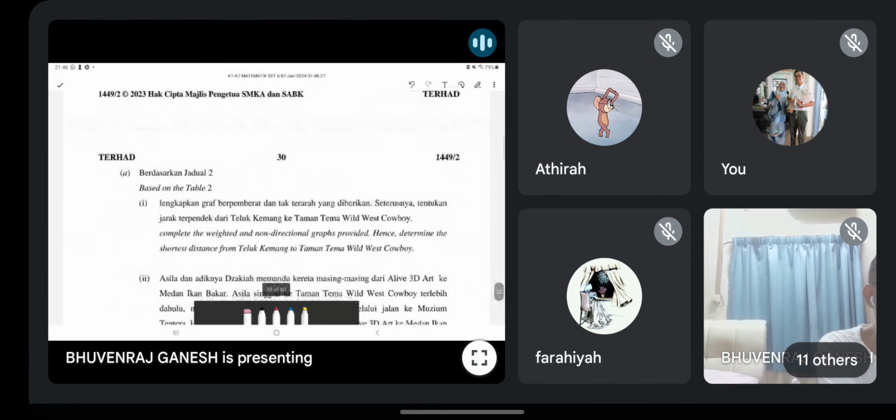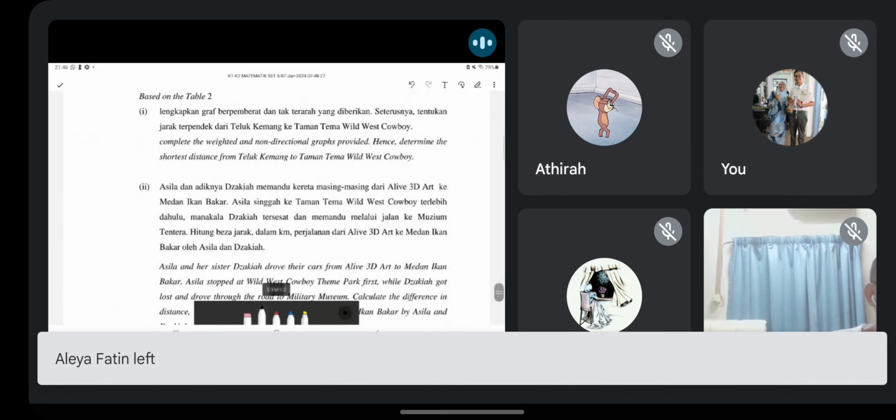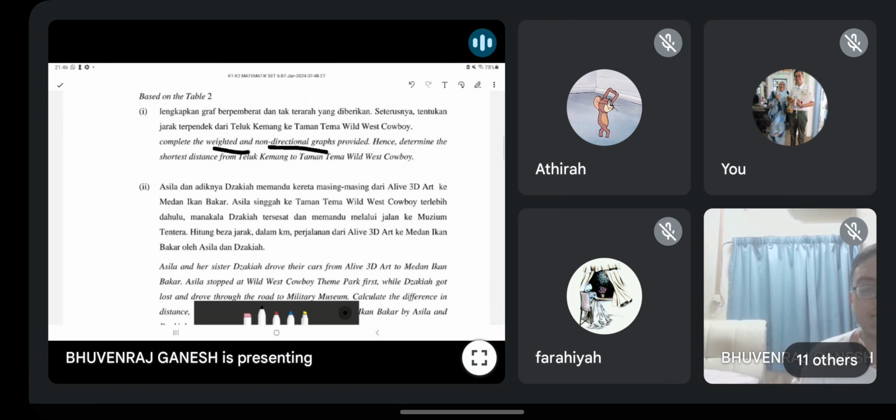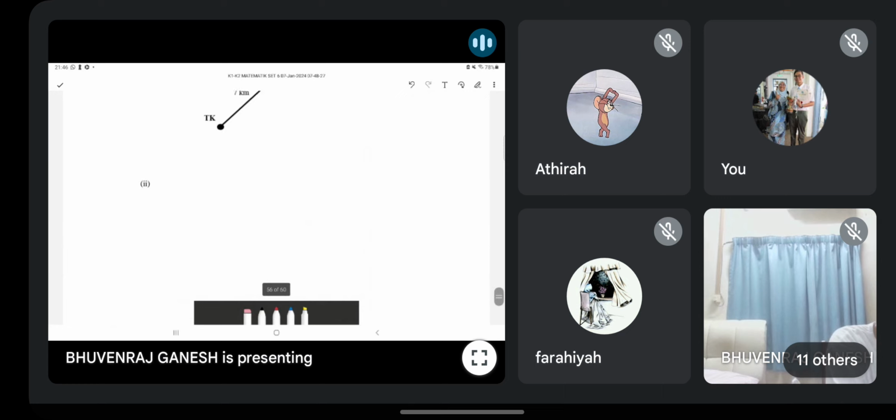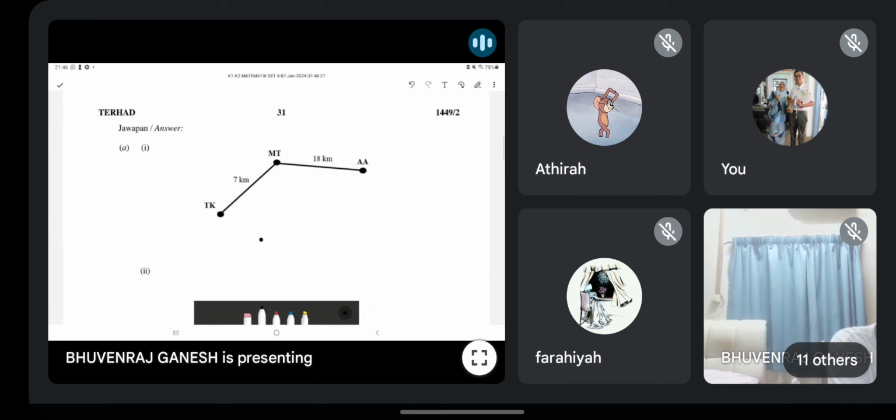Okay, so mereka nak kamu complete weighted and non-directed graph. Jadi guys, perlu tak saya letak arah kat sini dalam lukisan saya? Do I need to draw arrow? No need. Non-directed. Okay, so graph kamu, kamu kena gunalah info ni. Bentuk dia mana-mana pun boleh, any shape. Kamu boleh letak vertex dia kat mana-mana. Okay, so it's like this.